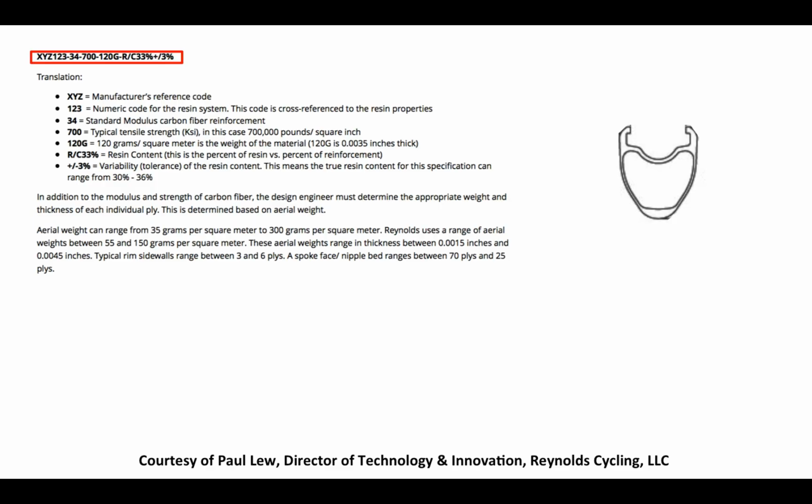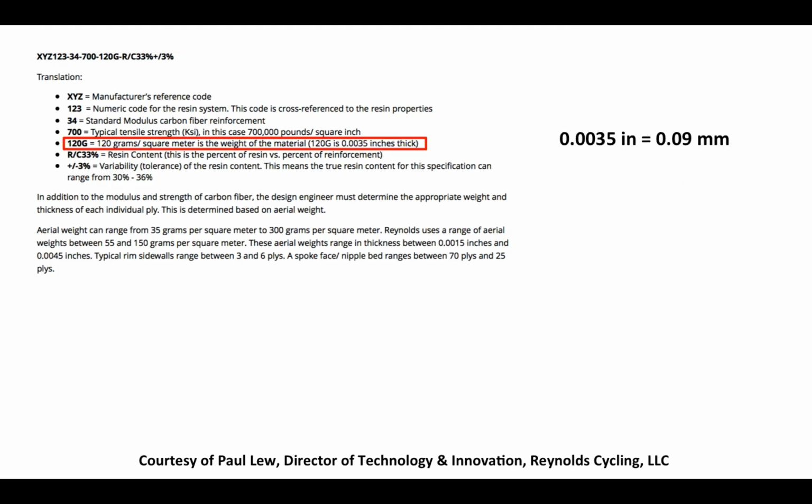This material and this code is offered by Paul Liu of Reynolds Cycling as an example of the way that carbon fiber prepreg sheets and rims are coated, and we can get some information from the listing of data. This bit of data tells us that for a given ply, the mass is 120 grams per square meter, and it has a thickness of 0.0035 inches, which is 0.09 millimeters. So 0.09 millimeters is the thickness of one ply of the prepreg.